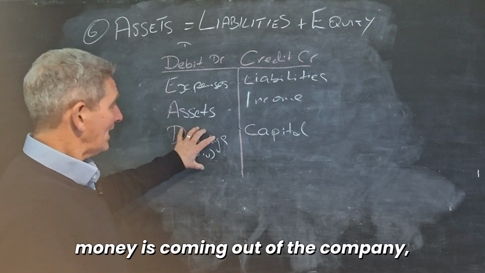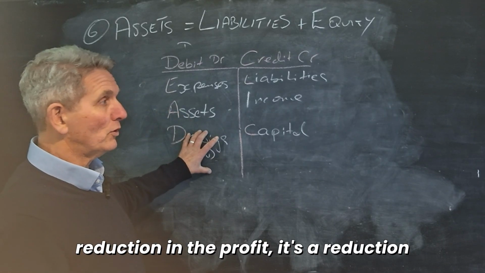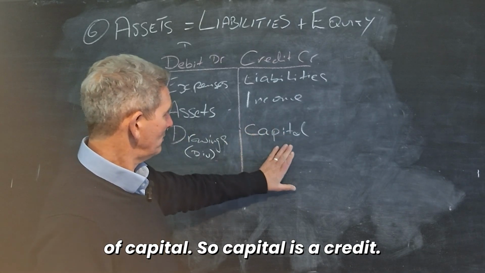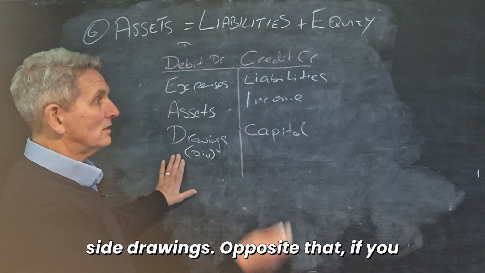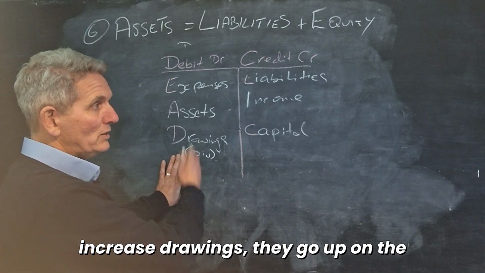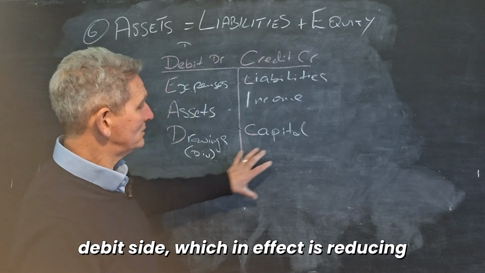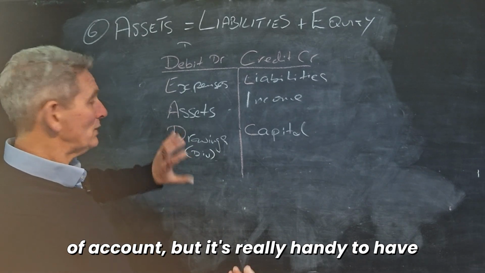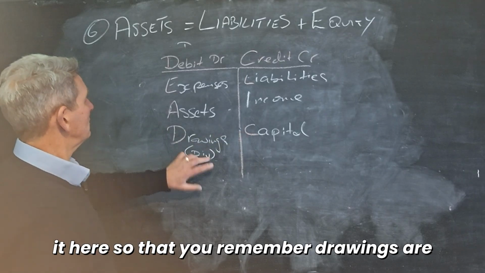company, that is not an expense. That's a reduction in the profit. It's a reduction of capital. So capital is a credit. It normally goes up on the credit side. Drawings are opposite. If you increase drawings, they go up on the debit side, which in effect is reducing the capital. So it's not a separate type of account, but it's really handy to have it here so that you'll remember drawings are opposite capital.